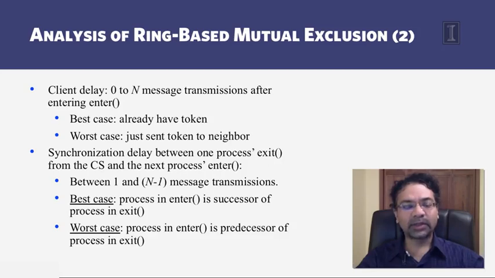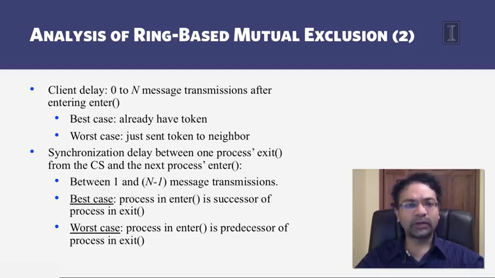the process that is waiting is the predecessor of the process that is releasing the token. In this case, the token needs to make its way around the ring in the clockwise manner to reach the requesting process. And that's n minus 1 message transmissions in a system of n processes in the ring. Okay, so the synchronization delay could be anywhere between 1 to n minus 1 message transmissions.